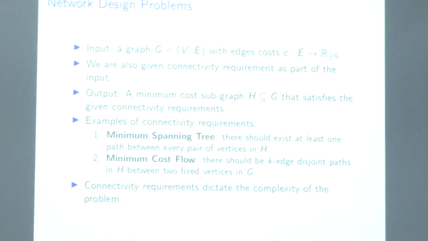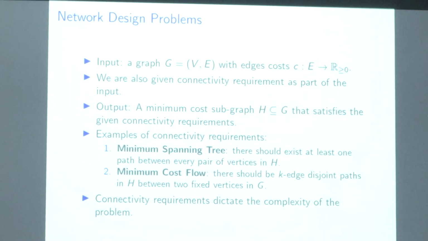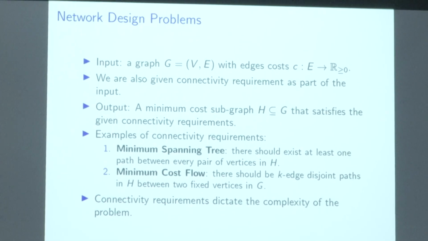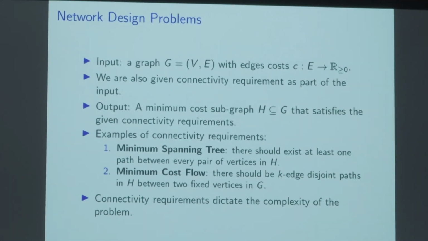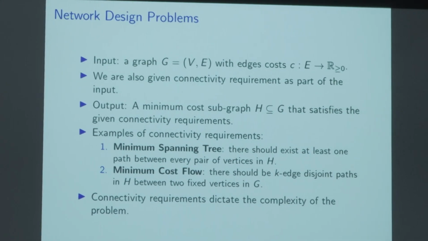In general, the complexity of the problem is dictated by the connectivity requirements. For example, in this case, both minimum spanning tree and minimum cost flow problems can be solved in polynomial time. These are well-known examples. I'm sure all of you have seen this.